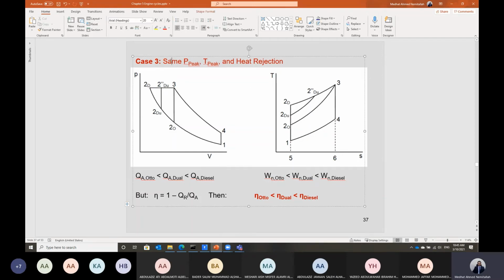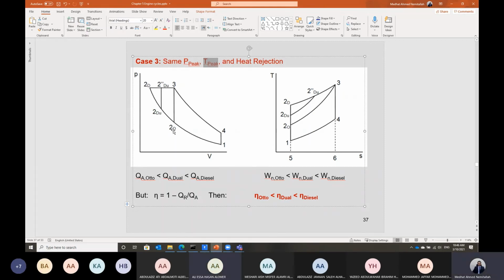So let's say, guys, we compare the three cycles based on the maximum peak pressure and the maximum peak temperature, and the same heat rejection as well. So we have the same heat rejection, so we are following the same expansion line to reach point 4, so that we can have the same heat rejected from 4 to 1 for all cycles. So for the same peak pressure and same peak temperature in this case, as you can see here, which cycle will result in the highest net work out? Still the same, the Otto cycle.